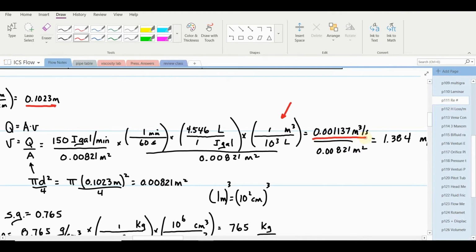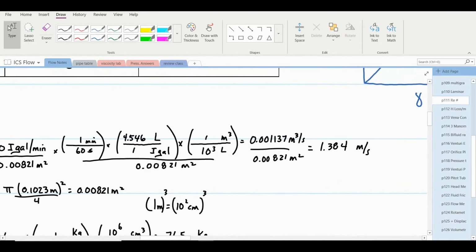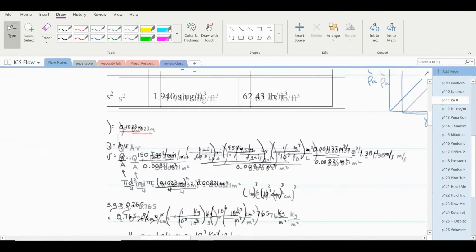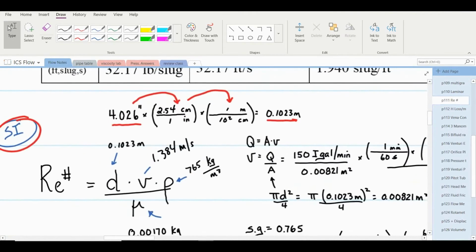0.001137 cubic meters per second, divided by the cross-sectional area of 0.00821 square meters, gives us a velocity of 1.384 meters per second. So here's our velocity term.